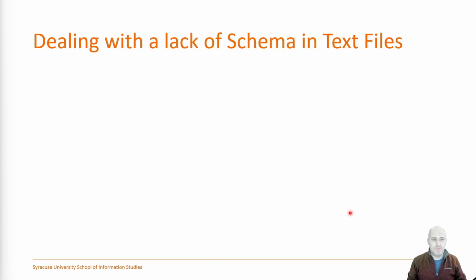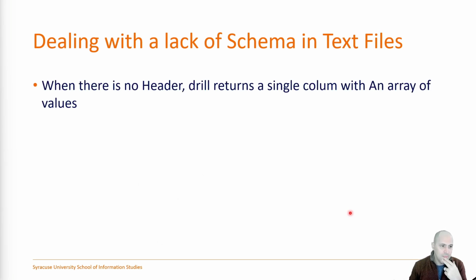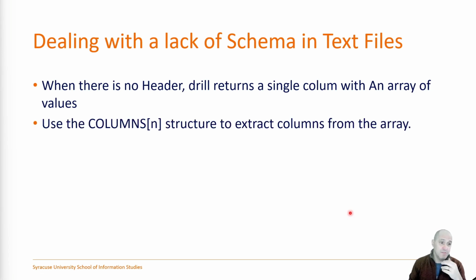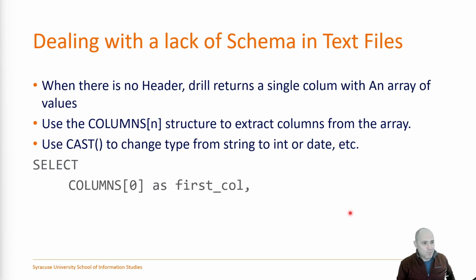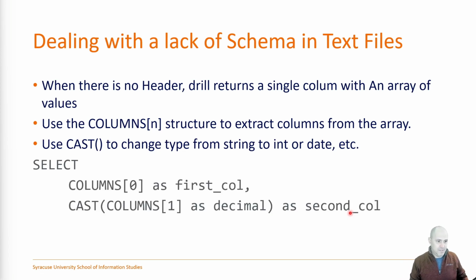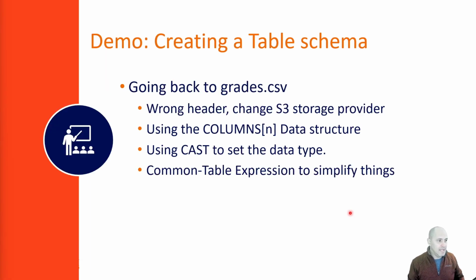Let's talk about how you deal with the fact that there's no schema in these text files. When there's no header, Drill returns a single column, which is an array of values. You can use the columns structure to extract out the columns you want, and then use cast to change the type. So it's really kind of on you to deal with adding schema to data that you read from text. This is just the nature of the beast, really. And let's just do a really rapid demo of that.